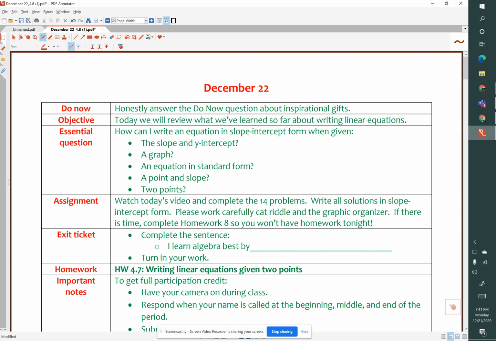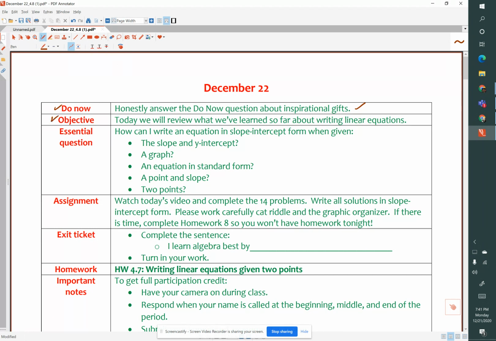Hello, students, and welcome to our algebra lesson, which is a mini review today of some of the things we've been doing with slope and some of those slope forms. So let's get started. Our do now is about answering a question about inspirational gifts, and I thought it's a good time of year to talk about gifts.